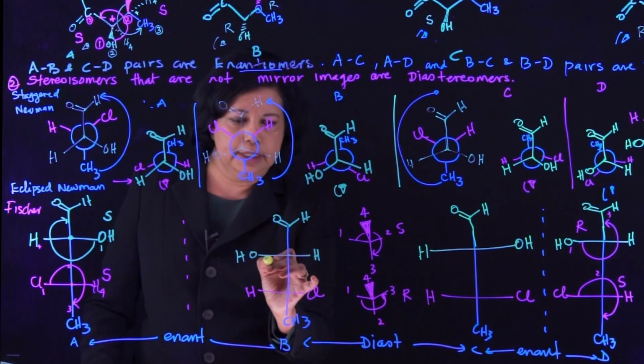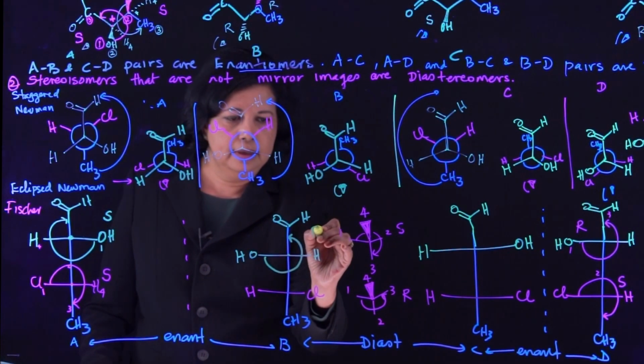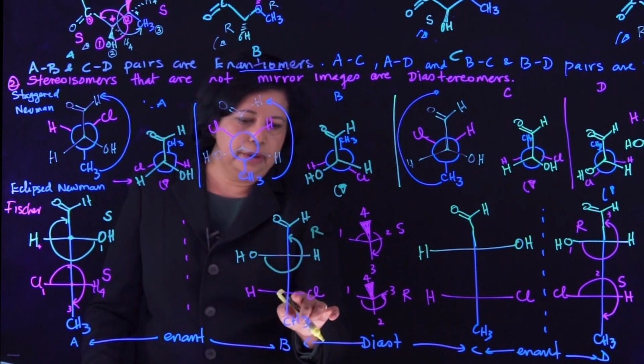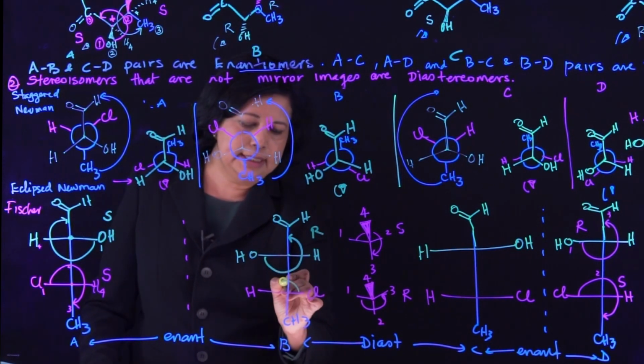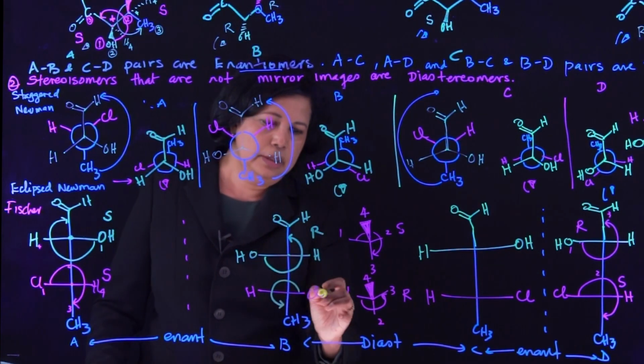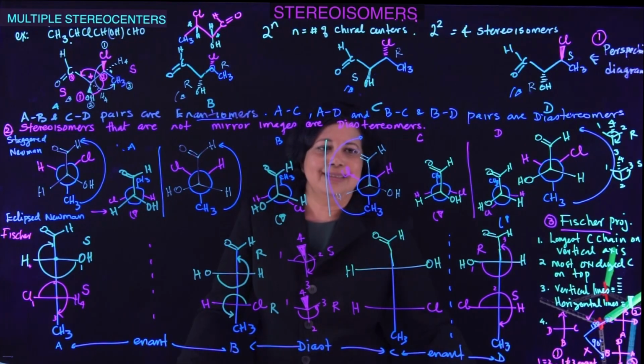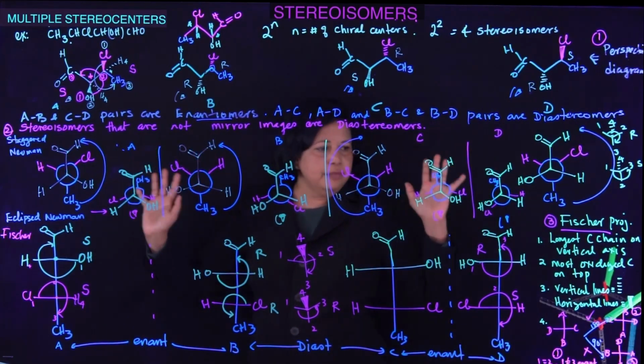For example, this is going to be an R, and over here, this is going in the same direction, so it is also going to be an R. All right, so I hope we did a lot of practice for you.